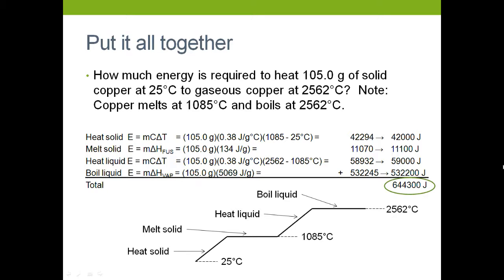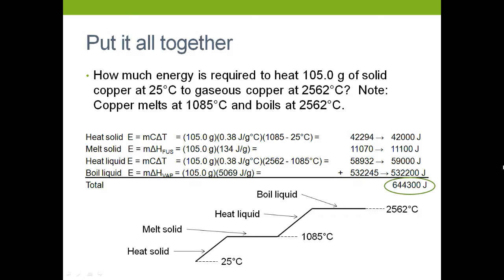So if we map this out, first, we start with solid copper, and we have to heat it from 25 degrees all the way to the temperature at which it melts, 1085 degrees. Once we get there, we melt it, and then we have to continue heating it. We heat the melted copper until the temperature at which it boils, 2562 degrees Celsius. Once we boil it all, then we'll have gaseous copper at 2562 degrees Celsius.